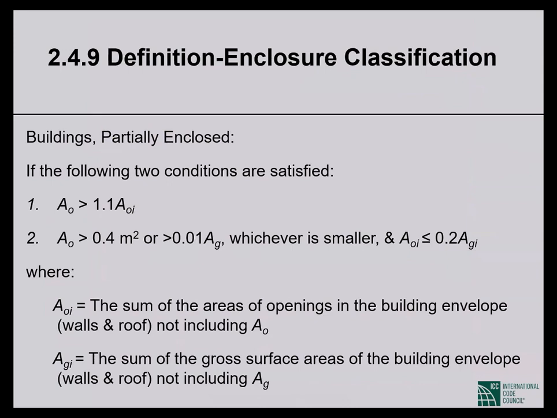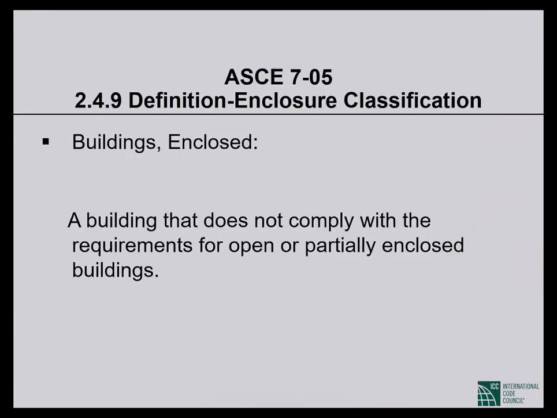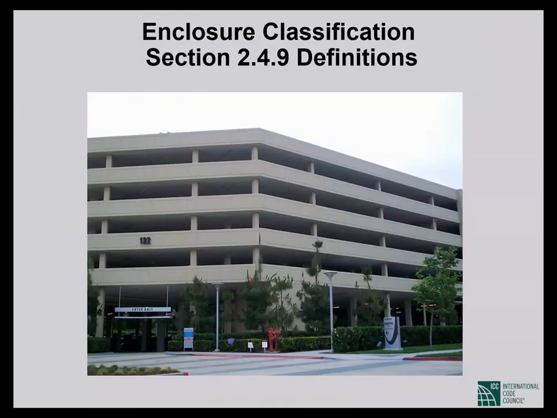So partially enclosed building, remember, there are windward openings, there are suction openings, windward openings predominate. The mathematical expressions for that are here. And an enclosed building is a building that does not comply with the requirements for open and partially enclosed buildings. By the definition of ASCE 7, this parking structure is an enclosed building. Okay, I absolutely want you to appreciate that. This is a typical enclosed building of ASCE 7. It is neither partially enclosed nor open.